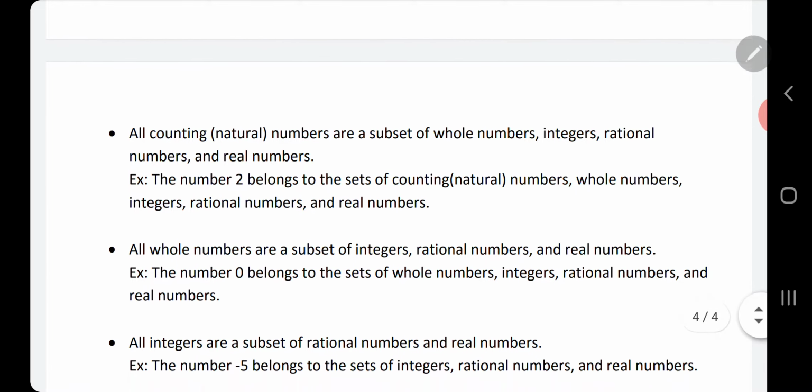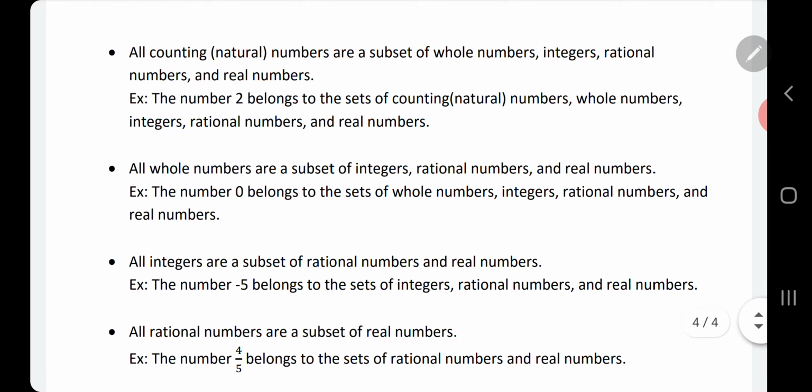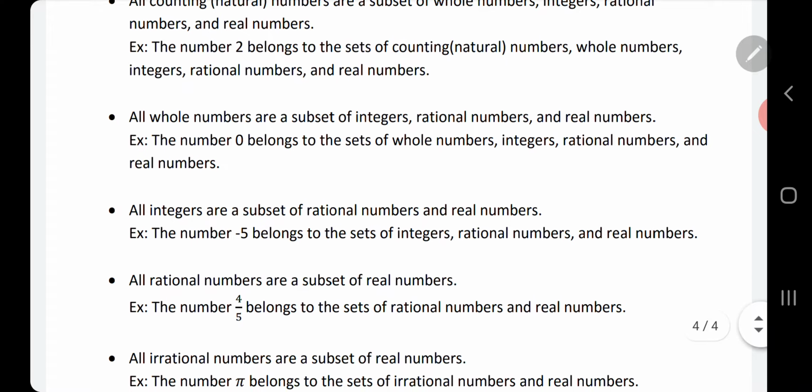All right, so we kind of talked about that up at the top, but I just want to go over some examples. We're looking at the counting numbers. So like the number 2 belongs to the sets of counting numbers, natural numbers, whole numbers, integers, rational numbers, and real numbers. Because the number 2 belongs to the counting numbers, it belongs to all the other sets as well, because the counting numbers are a subset of all the other sets.